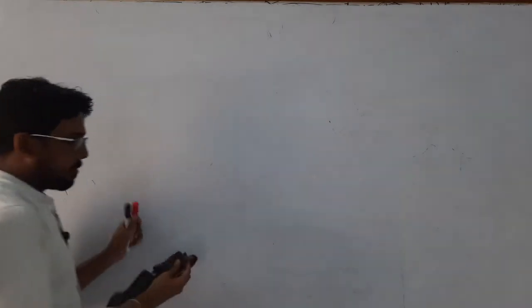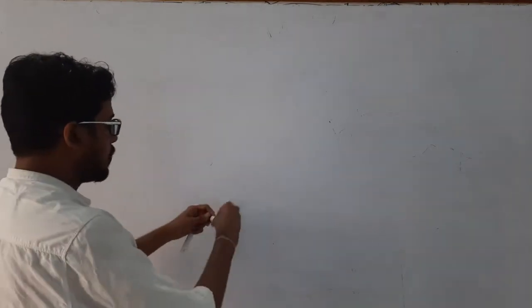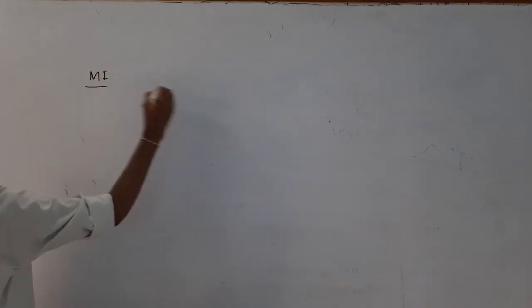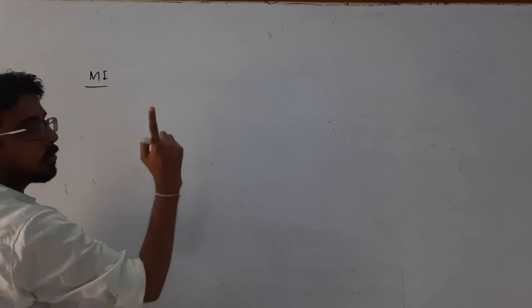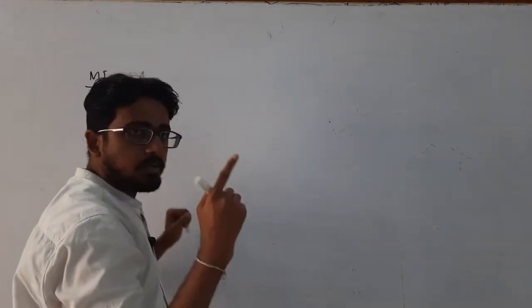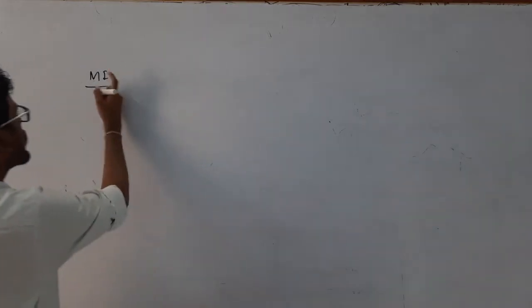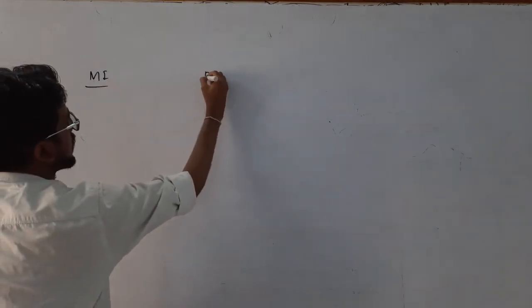So what are the moments of inertia of different bodies? You have to remember these. I am writing the moment of inertia of some geometrical objects about their own axis. What is own axis? The axis which passes through the center of mass of the object and is perpendicular to its plane.